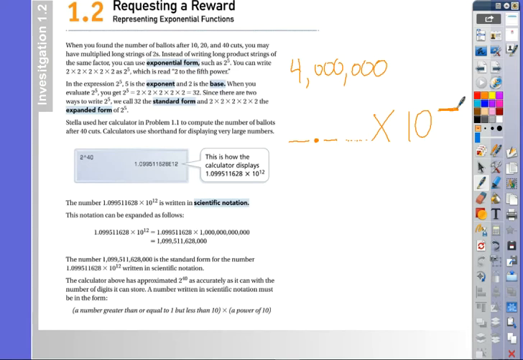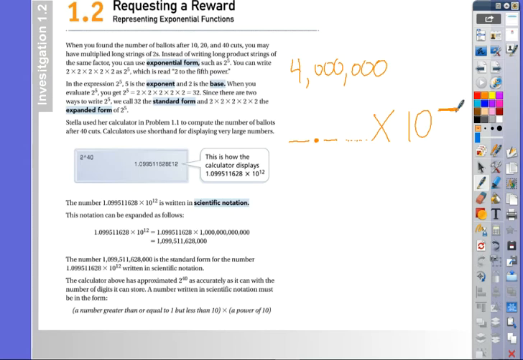Yes, Eliana? Not yet. All right. So before we get started, is this number large or really close to 0? It's large. OK. So does that mean we're going to have a positive exponent or a negative exponent? So if we're taking a large number and turning it into scientific notation, we are going to have a positive exponent.